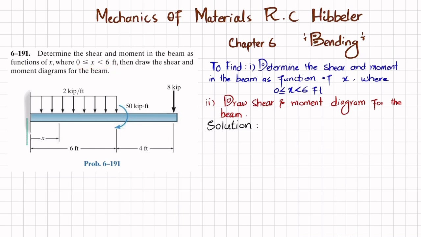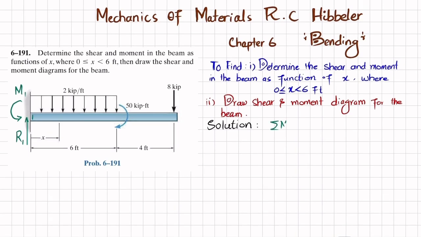If we remove this fixed support at this end, we'll have a reaction force. Let this be point number 1. So there will be a reaction force R1, and there will be a moment as well. Clear? We will find this R1 and M1 by using the equations of equilibrium. The first equation of equilibrium is that the sum of all moments about point 1 is equal to 0, taking the counterclockwise moment as positive.